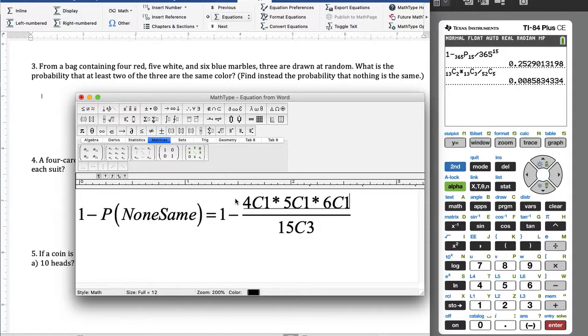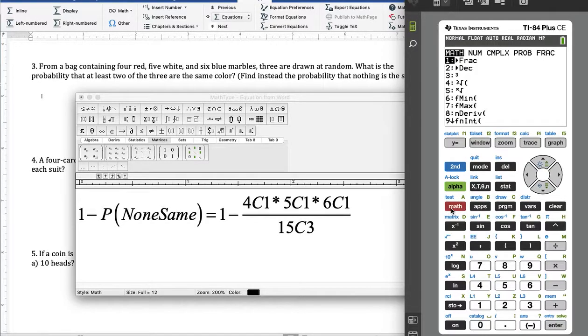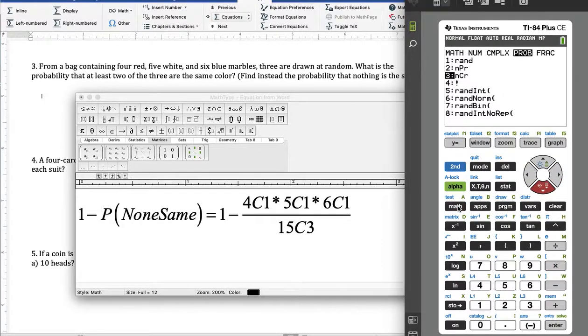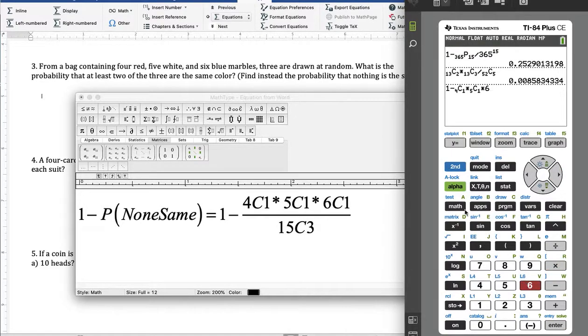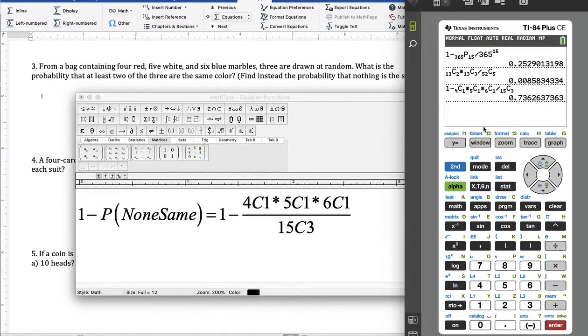So that would give us the probability that nothing is the same, with everything different. Or, yeah, we get 1 of each. So there's 4 reds, we're getting 1. And there's 5 whites, we're getting 1. And there are 6 blues, we're getting 1. In total, we're just grabbing 3 marbles. There are 15 total marbles. We're taking 3. Put this into the calculator, see what it gives us as a percentage, as a decimal. We get a 73%, 74% that we get at least 2 are the same.